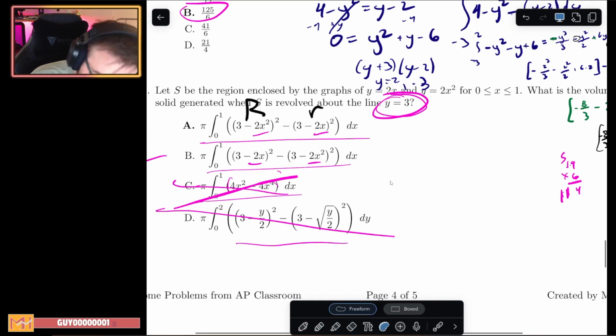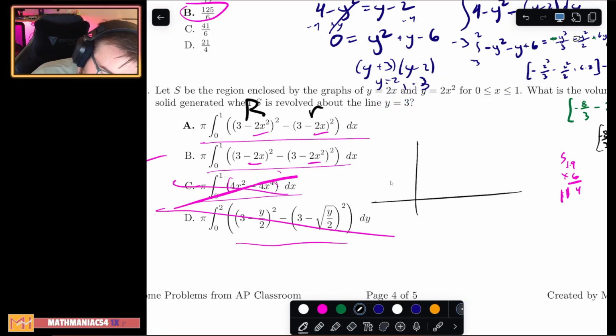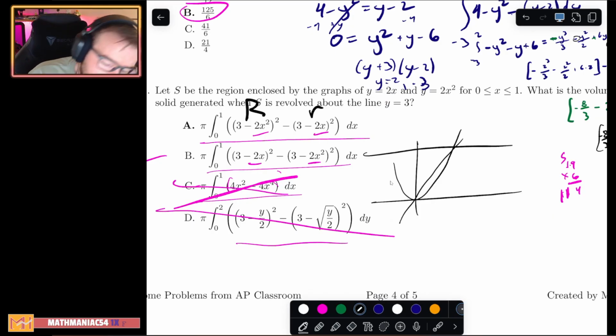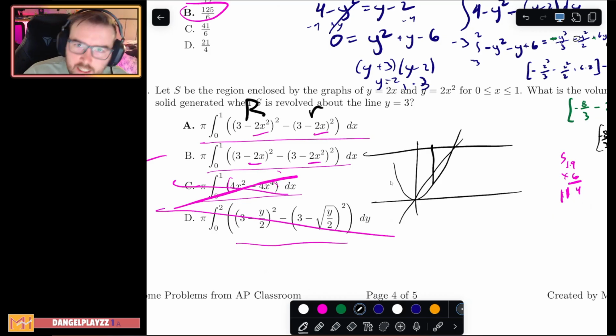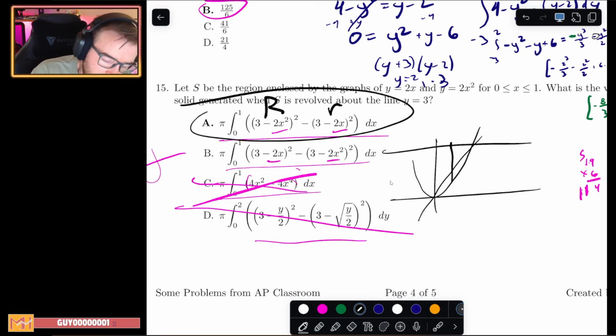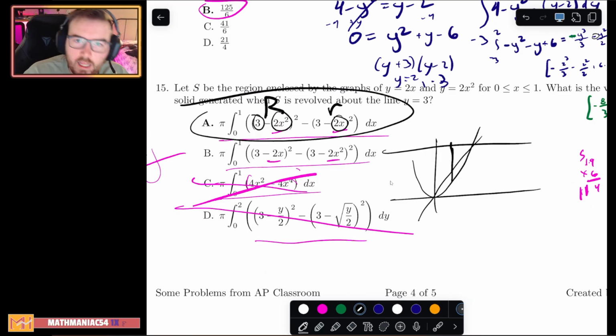So when you envision this graph, or when you do a quick little sketch, you're like, okay, 2x squared, 2x, horizontal line. Ah, the parabola is further away. So it's got to be A, because the parabola is furthest away from our line of rotation. The line is closer. That's where the hole is coming from, the cutout. We're cutting things out.